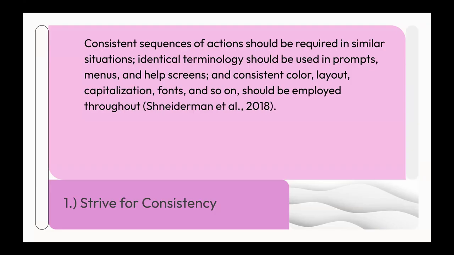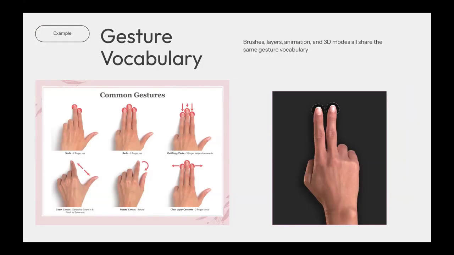So for the first usability principle, I will cover consistency, which entails the use of consistent sequences of actions in similar situations in order to make interactions clear for users. Across brushes, layers, animation, and reading modes, the same gesture vocabulary is utilized. So as you can see here in this picture, there's a two-finger tap for undo, the three-finger tap for redo, and the pinch and spread for zooming in and out. Keeping consistent gesture vocabulary helps reduce cognitive load and allows for development of muscle memory, which enhances fluid and predictable interactions with the app.